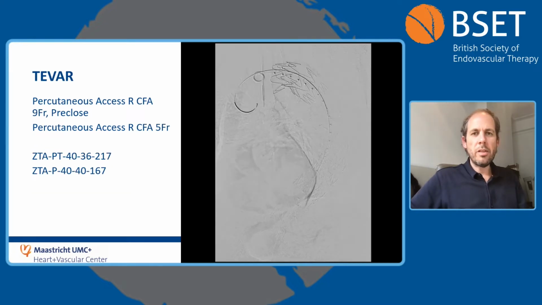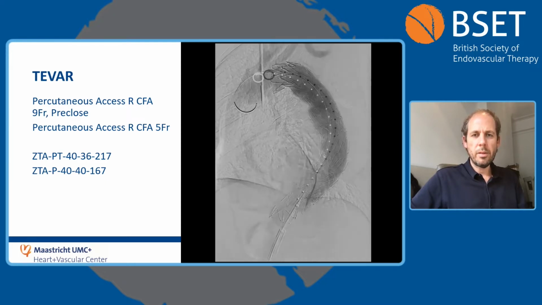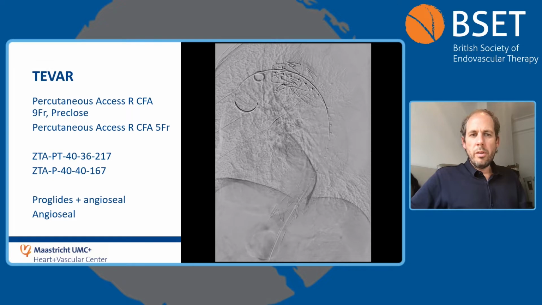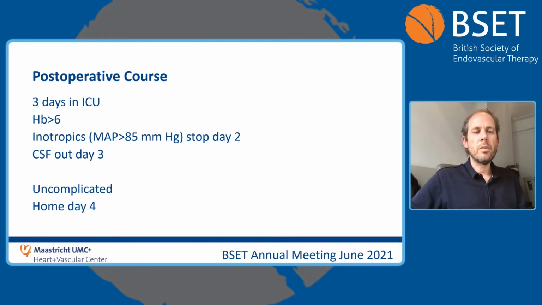that curvature is with a P 40/40/167. And this is the end result of that TEVAR procedure, which was, I think, adequate. So, closed the groin punctures with 2 ProGlides and an additional Angio-Seal and an Angio-Seal for the 5 French hole.